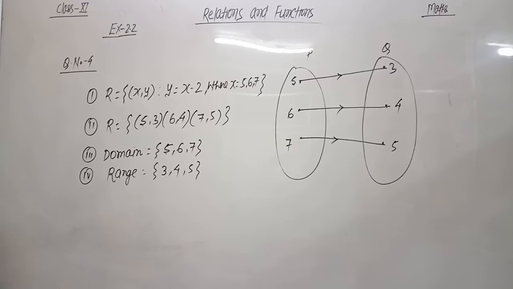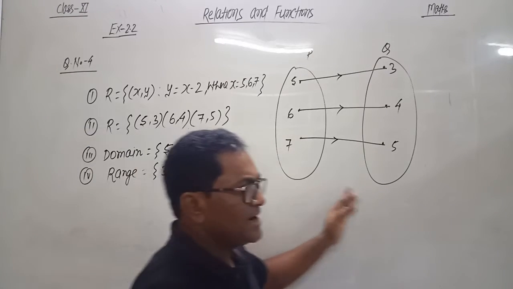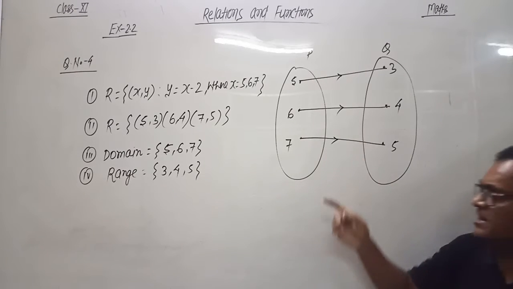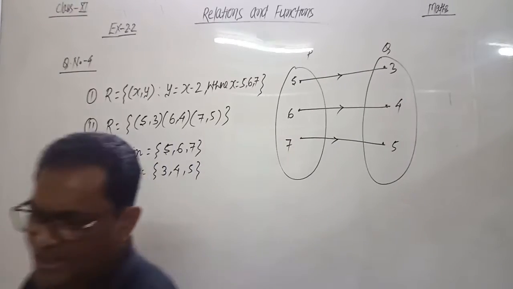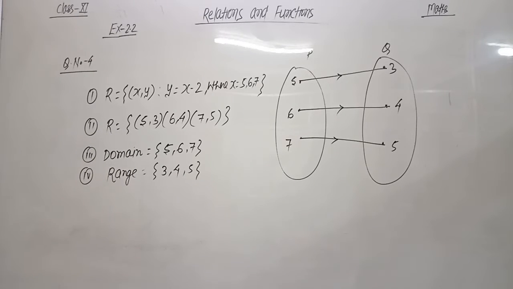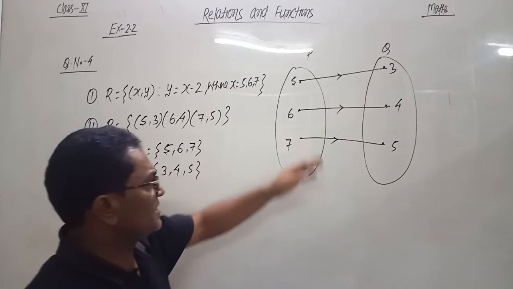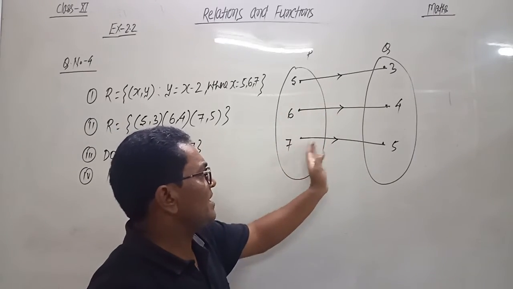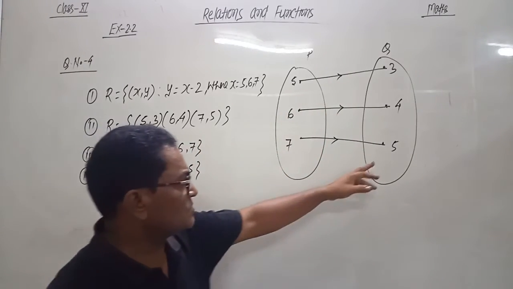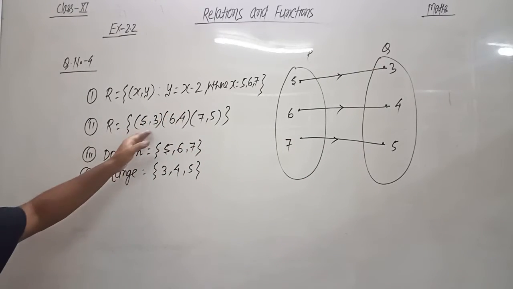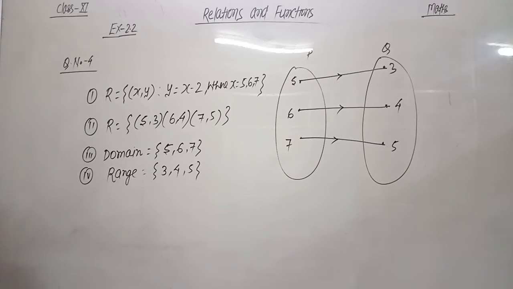So in the fourth question we have been given an arrow diagram of two sets P and Q. The elements of set P were 5, 6, 7 and the elements of set Q were 3, 4 and 5. First we have to write the relation in set builder form. The difference between these two elements is 2, and this is y, this is x, so we write y equals x minus 2. Then roster form, then domain and range.